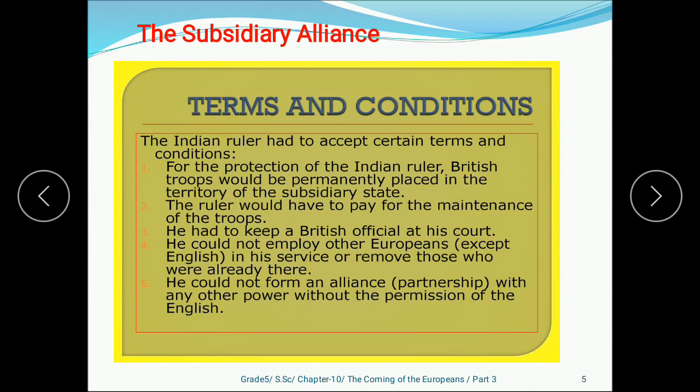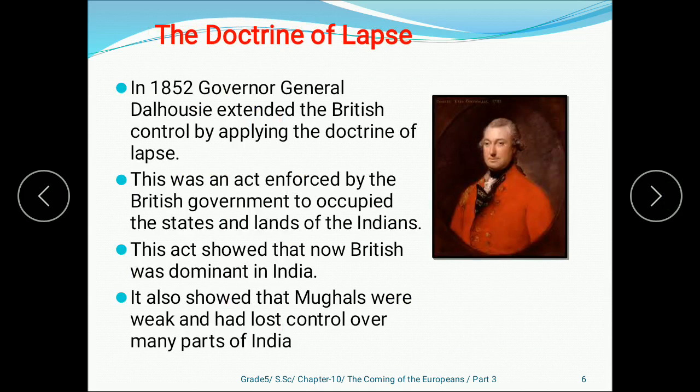Okay, now this is one policy. The next policy is the Doctrine of Lapse. In 1852, Governor General Dalhousie extended British control by applying the Doctrine of Lapse. This was an act enforced by the British government to occupy as many states and lands of the Indian subcontinent as possible, right? It shows that the Britishers were now dominant, and it also showed that the Mughals were weak and had lost control over many parts of India.